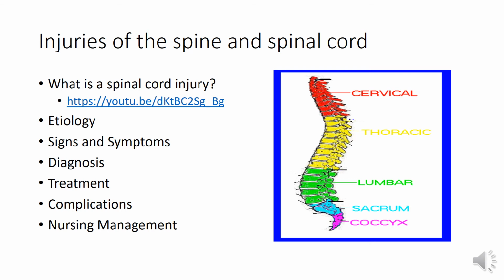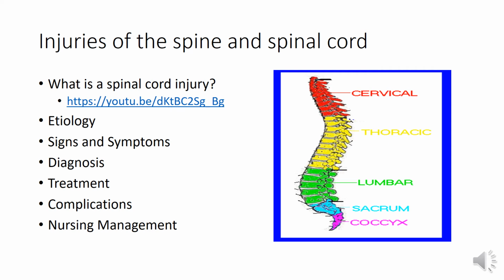Some complications that we may see include spinal shock, which is flaccid paralysis and loss of reflex activity and of sensation below the level of injury. And then neurogenic shock, which is loss of vasomotor tone caused by the injury. So they may experience bradycardia, hypotension, venous pooling with decreased cardiac output, and occasionally paralytic ileus.